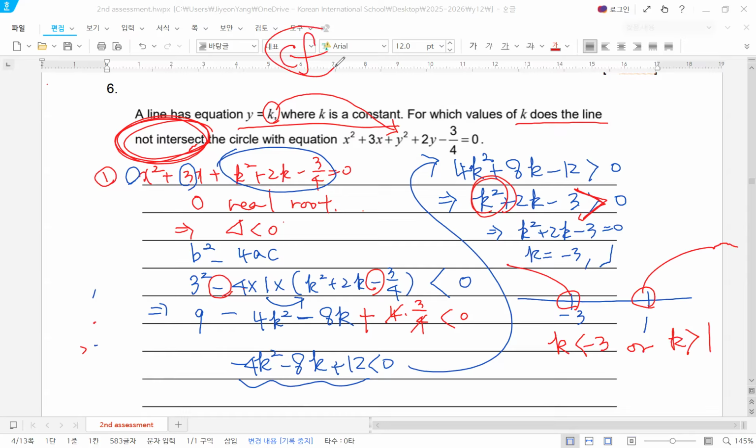If k squared plus 2k minus 3 is less than 0, then from the values -3 and 1, you need to choose the inside part, okay? Please remember this one. So this is the first method. Now the second method.